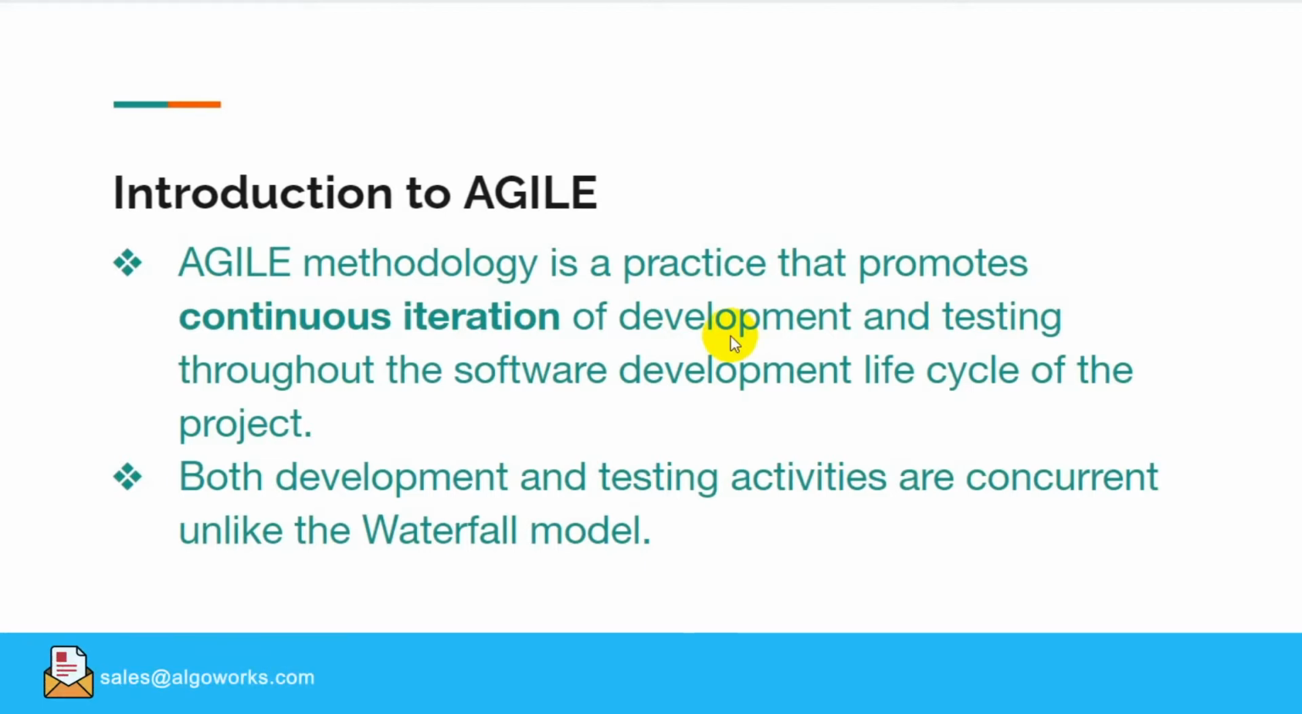Okay, so when we talk about Agile, Agile is a form of a project development process in which there is a continuous iteration of the development and testing throughout the software development life cycle, which is quite different from the waterfall model, in which you gather the requirement and after that you implement that requirement, and once the project is completed you give it to the customer for the feedback, or you implement that into the customer environment.